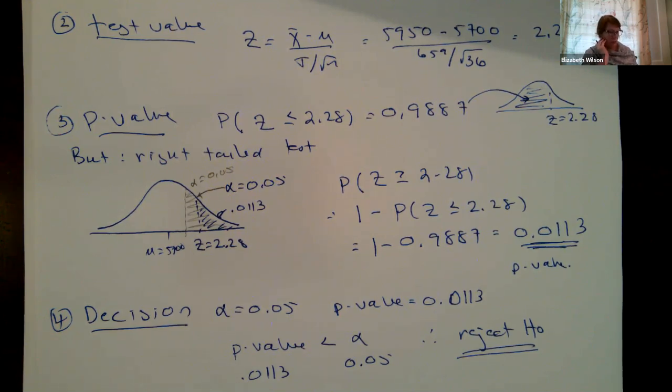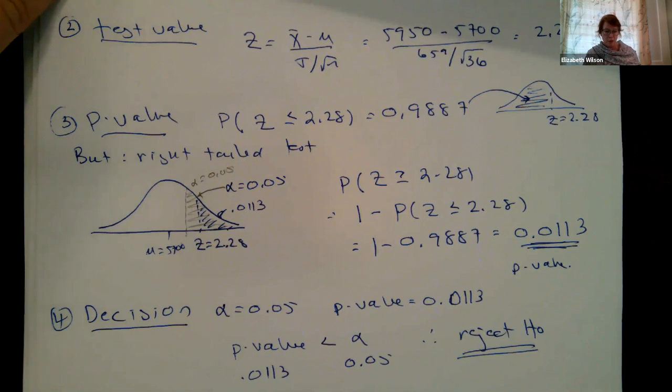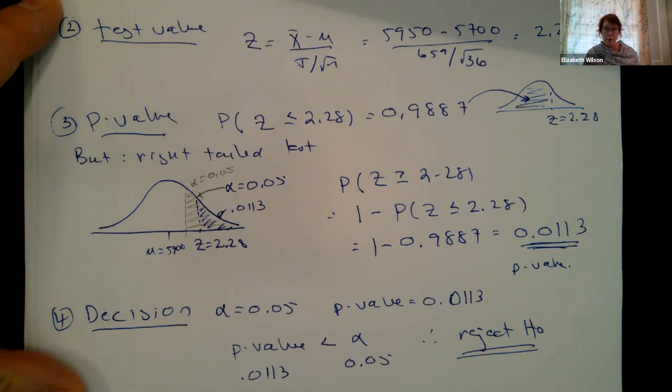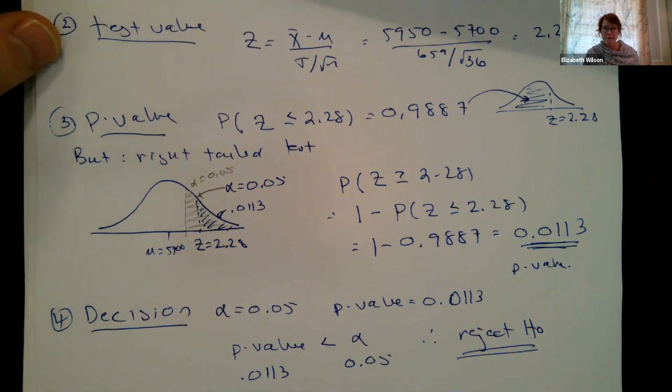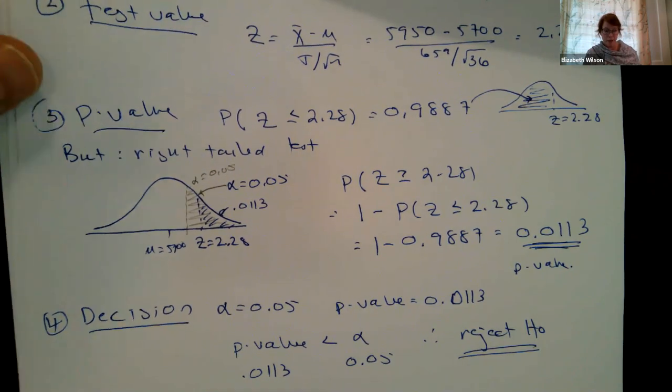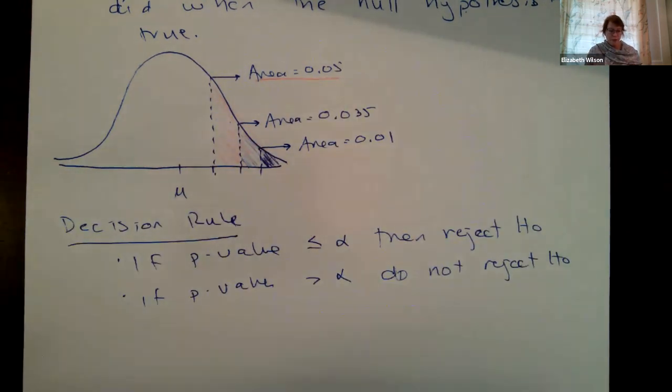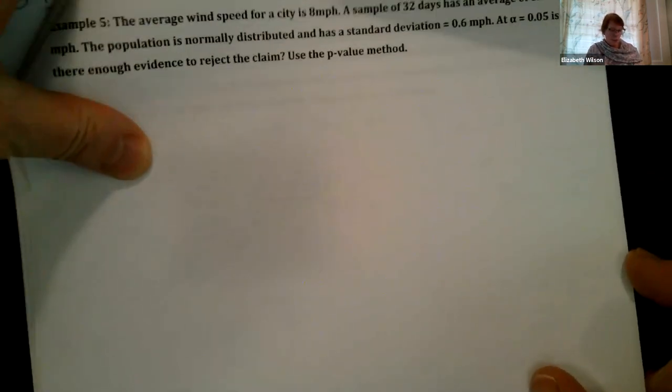I'm going to leave you with a two-tailed test and a p-value, and that'll close up this chapter, but also give you an idea for how you think about the p-value when the alpha gets split into two different pieces. Everybody need more time writing this example? Everybody good? Okay, so our next example, example 5. I'm telling you ahead of time, it's a two-tailed test, but we'll figure out why.